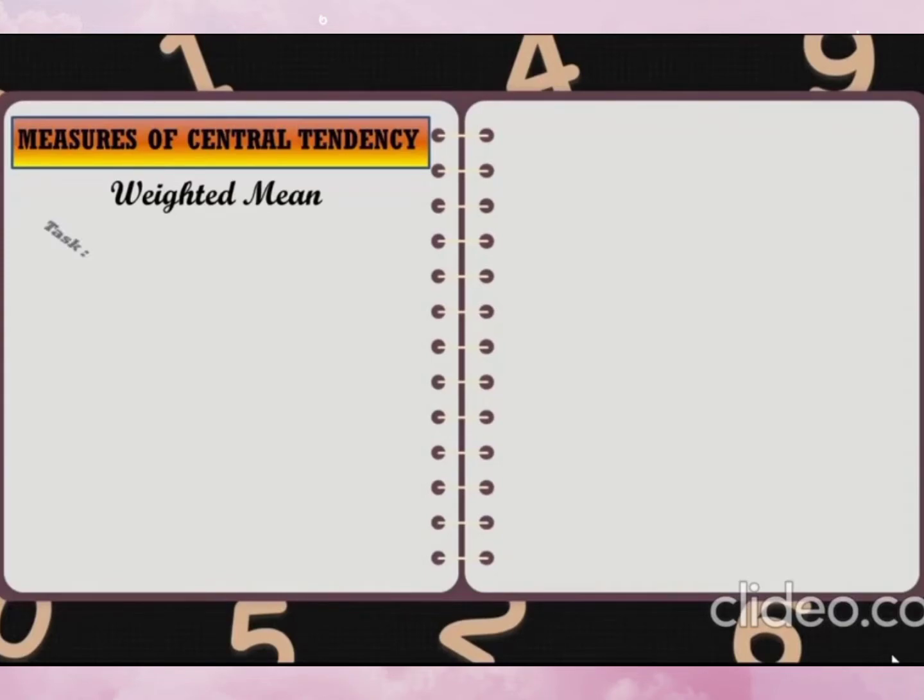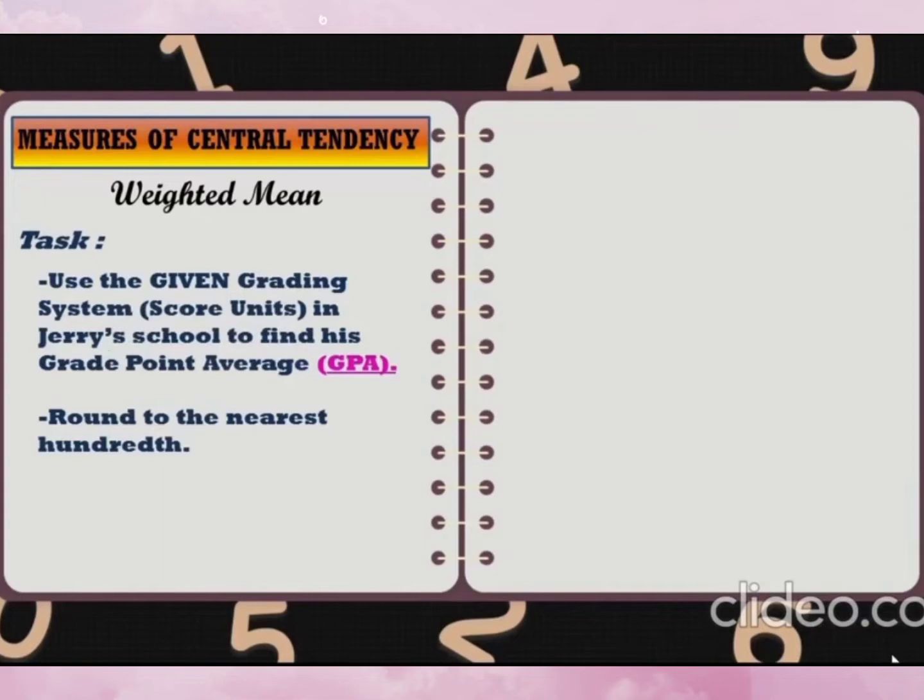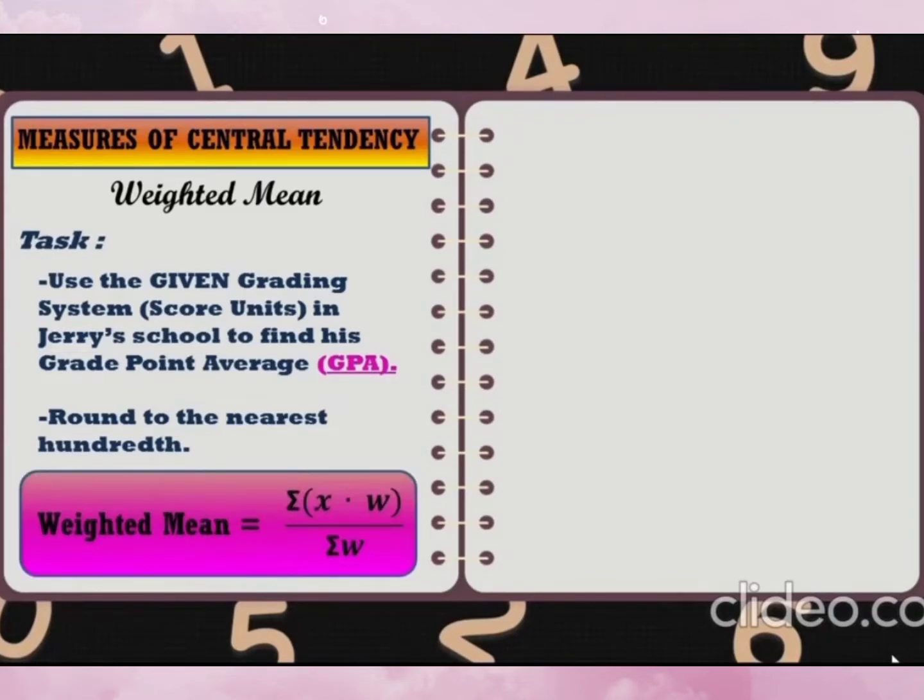So for our task, we are going to find the grade point average or GPA of Jerry using the given grading system of his school and his grades. And then, we are going to round it to the nearest hundredth. To be able to get the weighted mean, of course, we need to have our formula. So our formula is weighted mean is equal to the summation of all given x multiplied by its corresponding w, and divided by the summation of all given w.